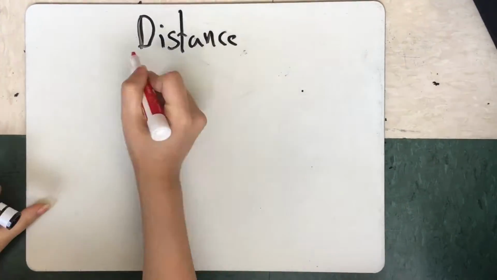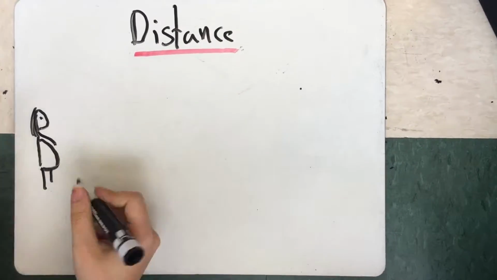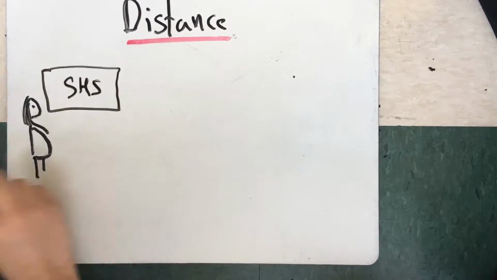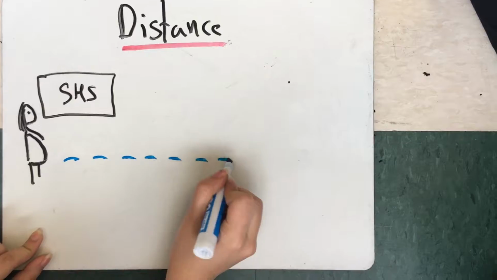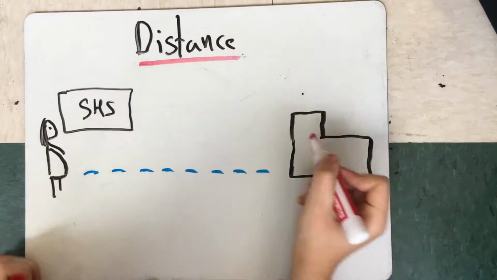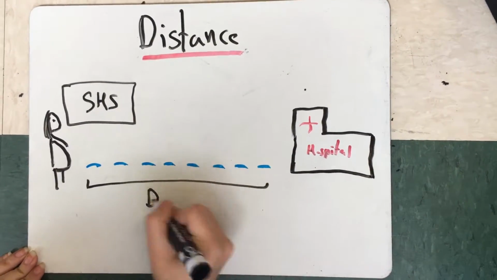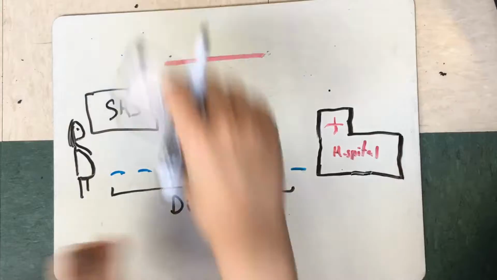Alright guys, so we're going to talk about distance. For example, Miss Glover is trying to go to her doctor's appointment from Stratford to the hospital. The dashed line says that this is the total length she needs to travel in order to go to the hospital. So this will be her total distance.